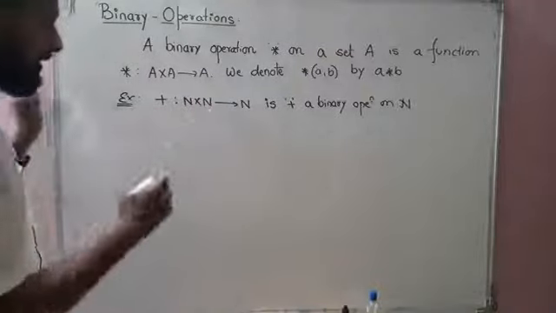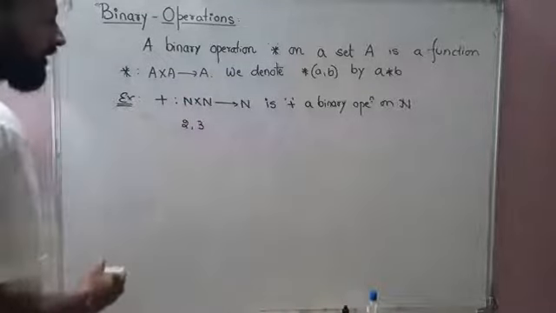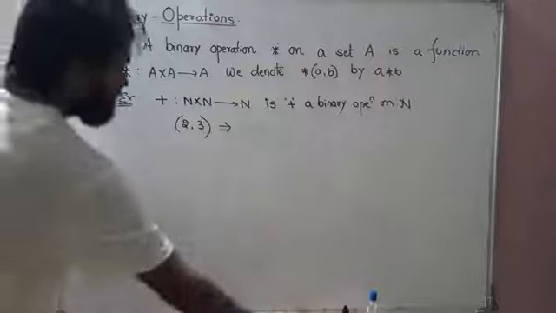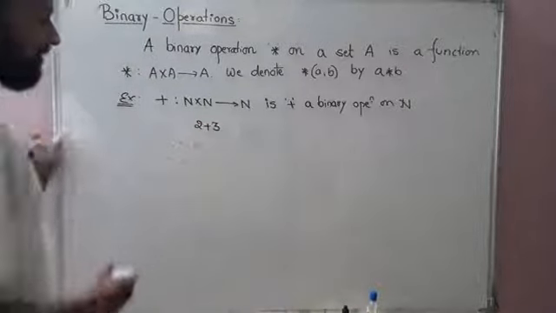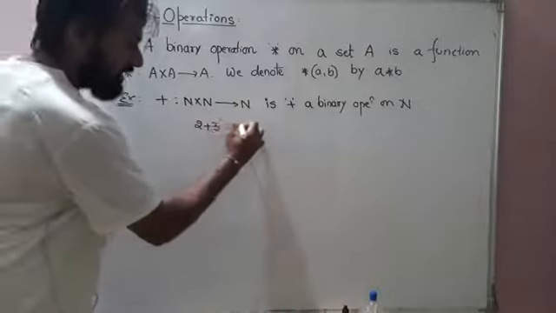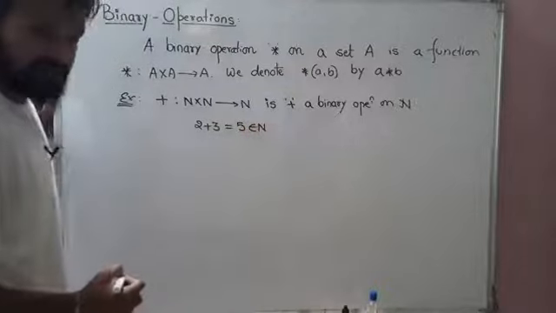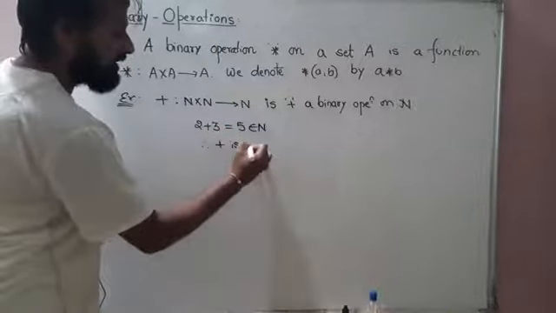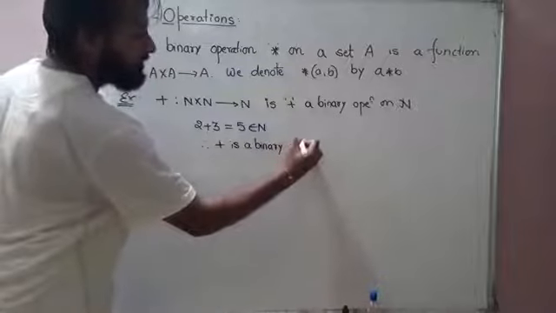Well, the point here is, you take any element from this set, any element from this set. So let me take 2 and 3. Okay, if I take 2 comma 3, these are my elements. So you can just write like this, 2 plus 3, because 2 and 3 both are from natural numbers. Okay, and if I add, whatever the result I'll get, that is 5, which is again a natural number. Yes or no? So therefore I can say addition is a binary operation on N.